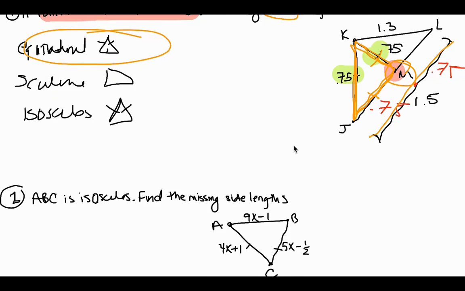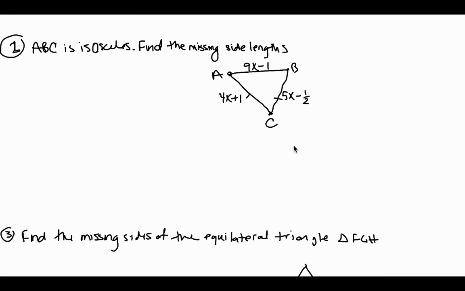The next scenario is a little different. You'll deal with problems like this one a little bit more often. This is giving us a triangle and it's telling us that ABC is isosceles. And we can see right here that these are the two sides that are congruent because they have those two isosceles markings on them. So if we want to be able to find all of those side lengths, well, being isosceles means we have two congruent sides, which are two equal measures. So I can set 4x plus 1 equal to 5x minus 1/2, and I can solve.